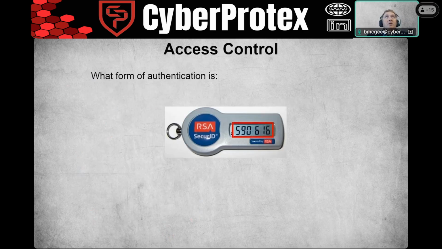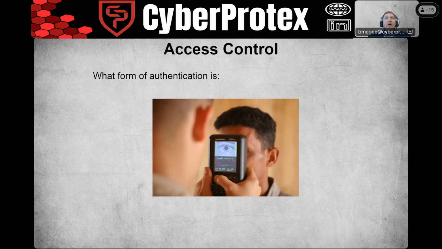So if this was a mechanism for access control, what would it be in your opinion? What kind of authentication would this be? Something you know, something you have, something you are? What do you think? Yeah, something you have. Good. All right, what about this right here? It's a big old eye. Somebody is scanning. What do you guys think for this one? Go ahead and put it into the chat. Yeah, something you are, right?